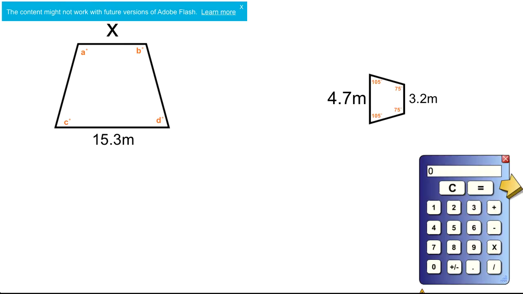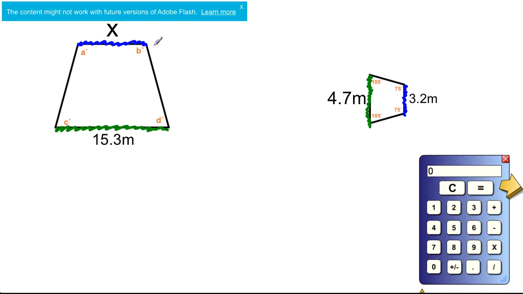Now, in our next example, you're going to notice that we have two figures that are similar. However, you're going to notice that they're not facing the same direction. So I really want to pay attention to the corresponding sides. So before I do anything, I want to label my corresponding sides. Here I can see this is my longer side, the 15.3, and that corresponds with 4.7. I have my shorter side, which I'm going to label in blue, my 3.2, and that corresponds with this missing side over here.